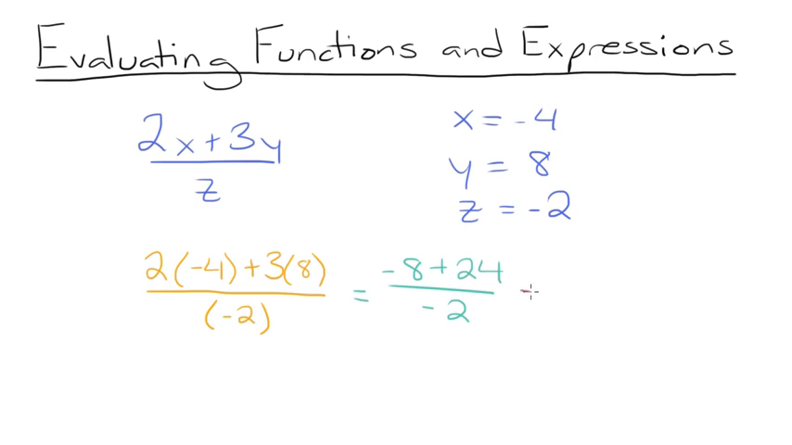Negative 8 plus 24 is equal to 16 over negative 2. Remember, a fraction bar means division. So 16 divided by negative 2 is negative 8. That's not too hard. Let's try one last example together.